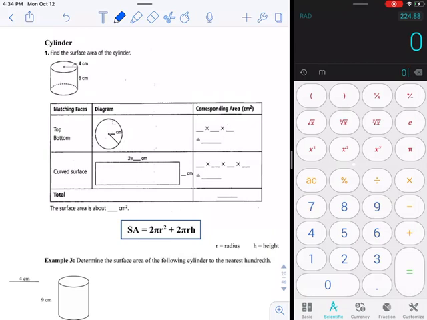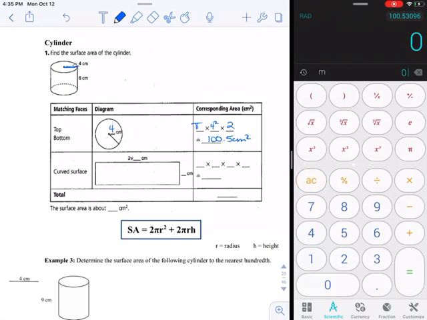Sorry, we're going to use a radius of 4 centimeters. And so we're going to do pi times 4 squared. Now if we think of a cylinder as a top and a bottom, well there it is, radius of 4. There's 2 of them. So if we go pi times 4 squared times 2, this is going to be 100.5 centimeters squared.